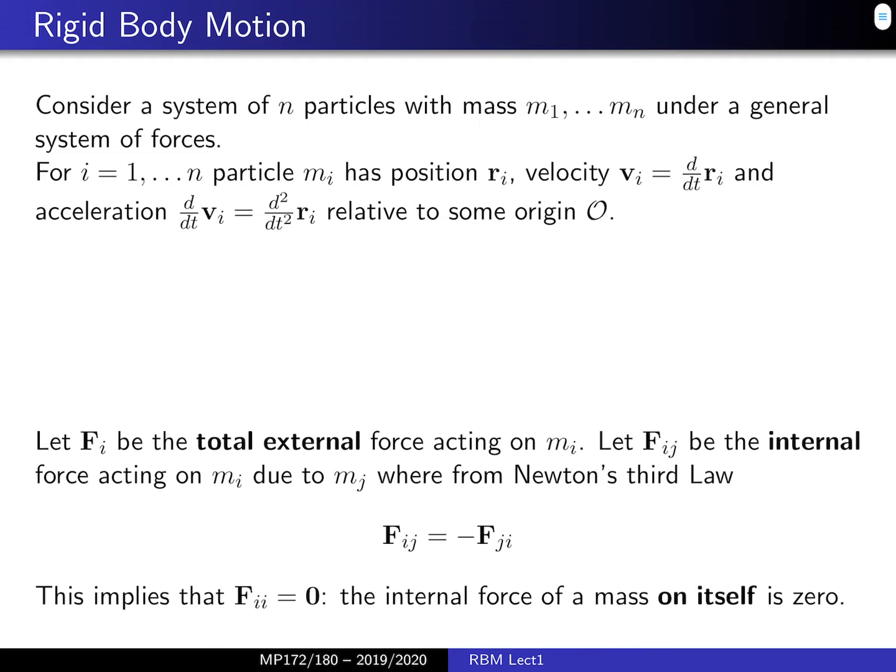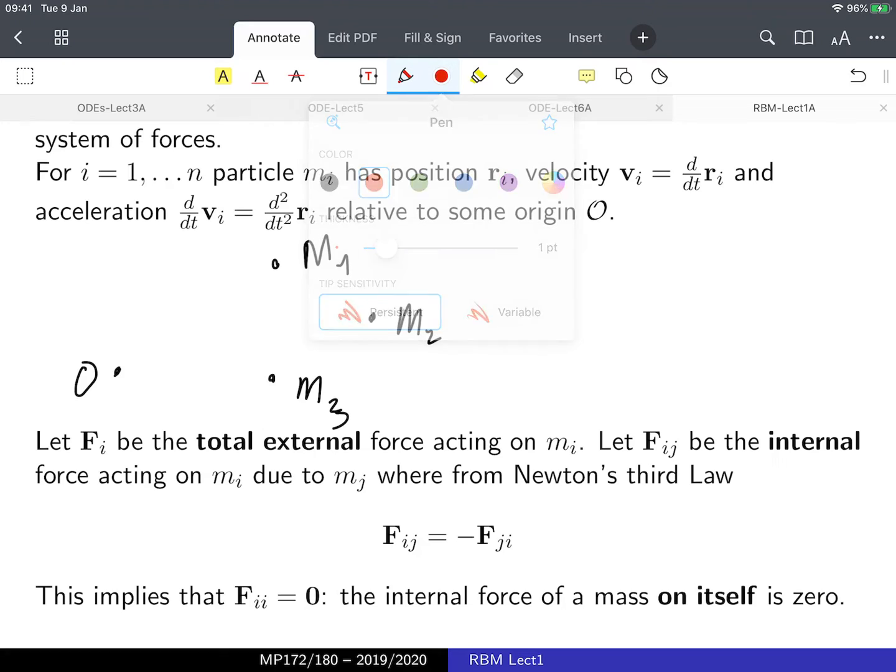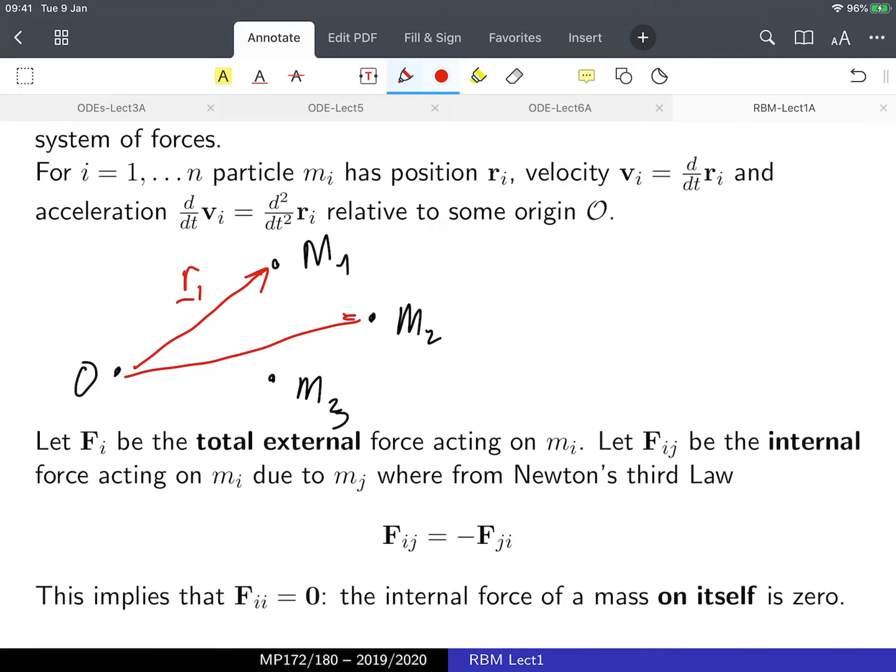I have an origin here, O, and then I have M1 here, M2 here, M3 here, and so on and so forth. And they each have a position vector, R1, R2, R3, and so on and so forth.